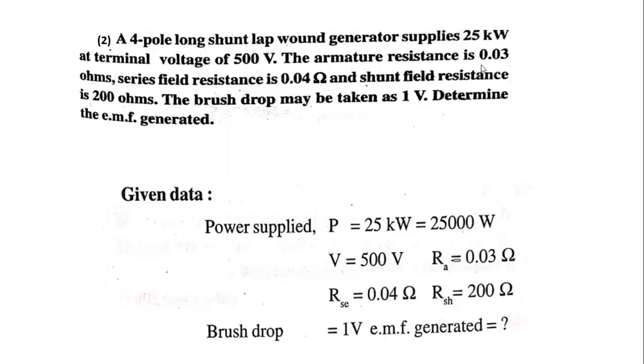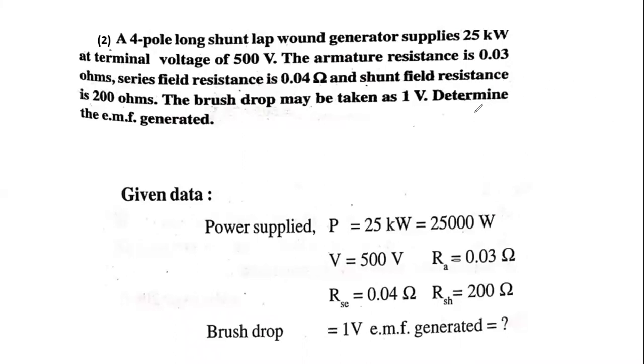The armature resistance RA is 0.03 ohms. Series field resistance is RSC and shunt field resistance is RSH. The brush drop is 1 volt. Determine the EMF generated. First of all, we draw the diagram for that long shunt compound generator.